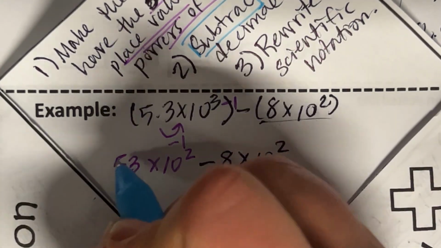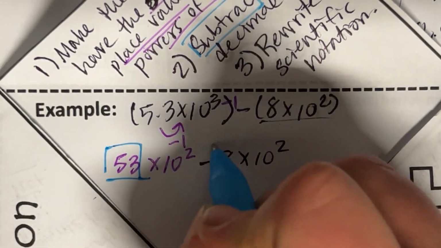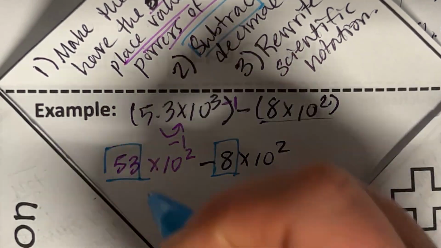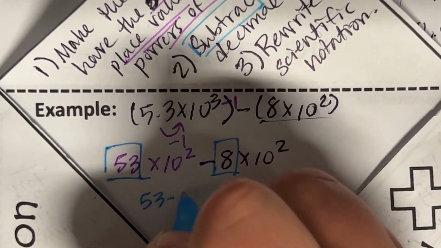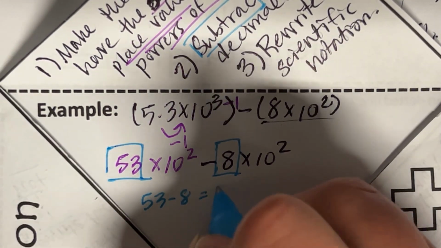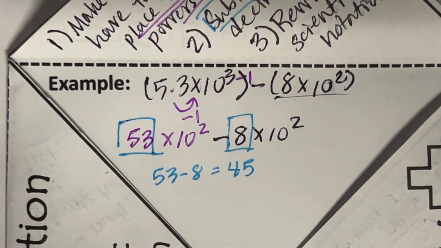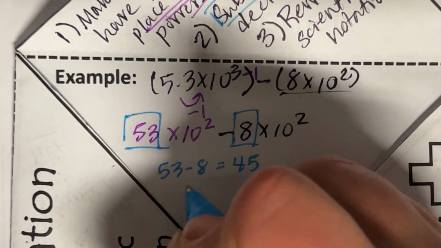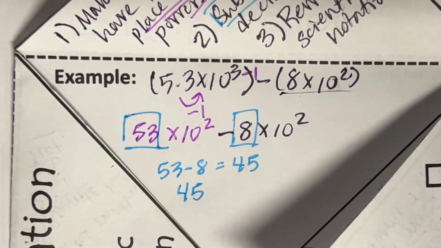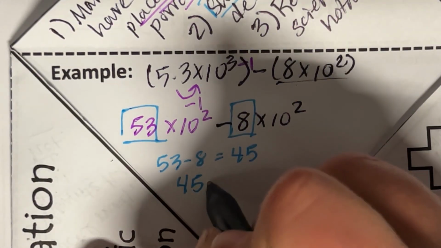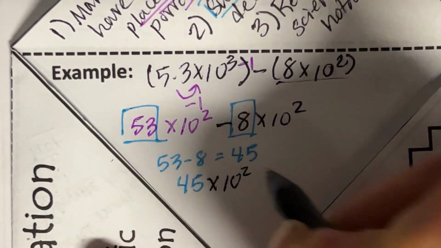Now, next step, I have 53 times 10 to the second power. I need to do some subtraction. The subtraction I'm going to be doing is 53 minus 8, right? 53 minus 8 is, what is that, 45? Check my work. Is that 45? Yes, 45. My goodness, I don't know how I couldn't do that. But either way, I get 45, and then I still have my power of 10. They were both 10 to the second power.